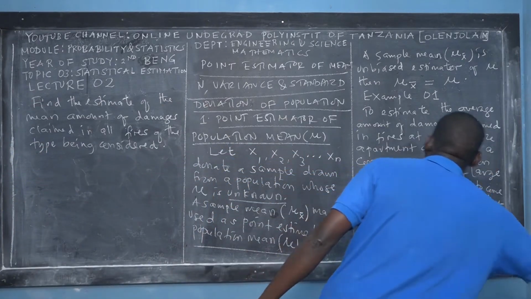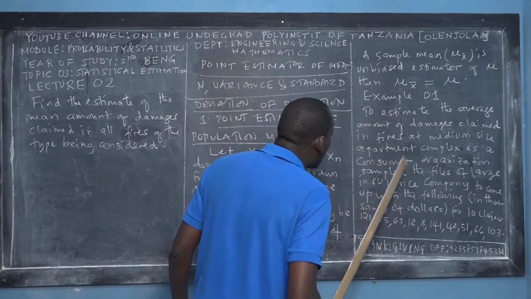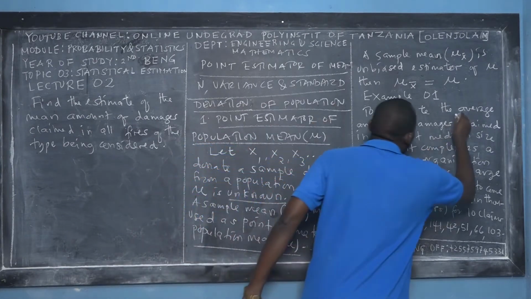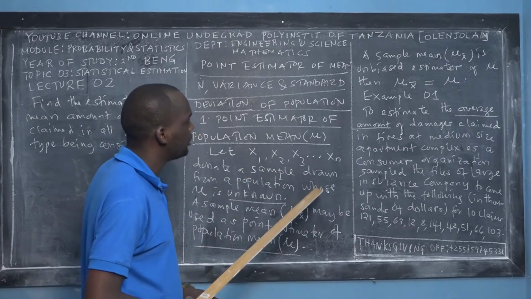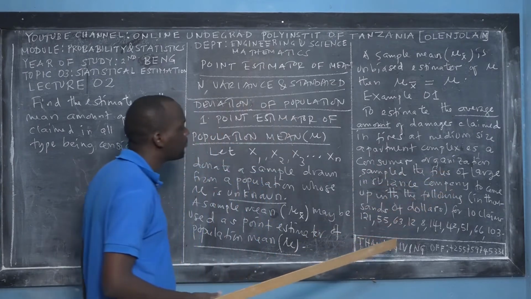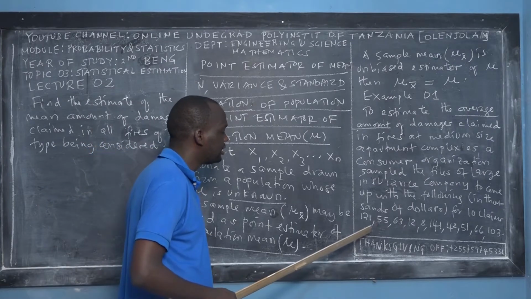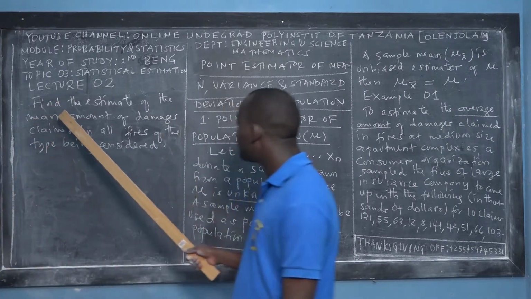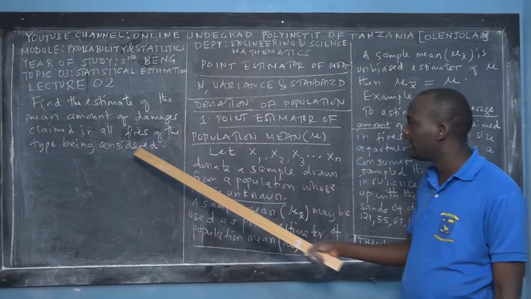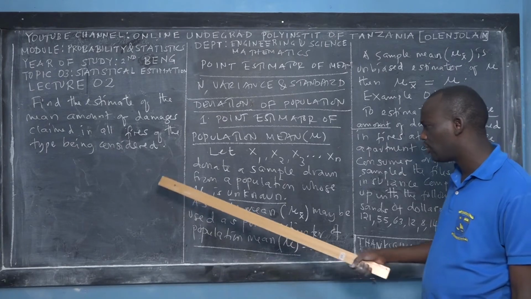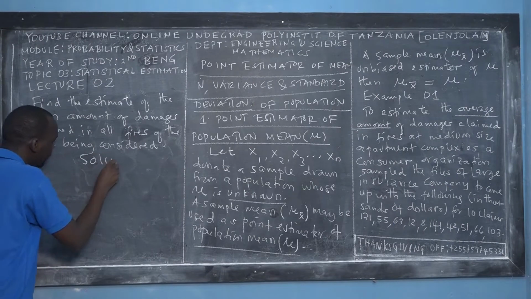So let us read clearly. Can you stop writing? Let us read the question, understand it, and solve. To estimate the average amount of the damage, the aim is to find the average amount of the damage claimed in the fires at the medium-sized apartment complexes. A consumer organization sampled the files of the large insurance company to come up with the following in $1,000 for the 10 claims. This is the list of the 10 claims. And then the question asks you, find the estimate of the mean amounts of the damage claimed in all fires of the types being considered. Right? So we solve. So we follow different steps of solving.